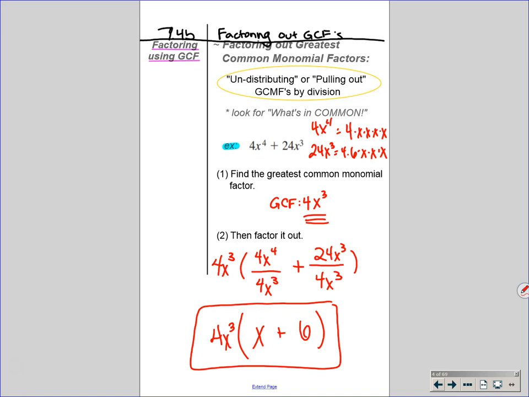I can say, okay, when I factor, I have to take away each of these guys from each one, each term. That's called factoring out the GCF. Now we're going to look at the purpose and why we're doing this in just a second.